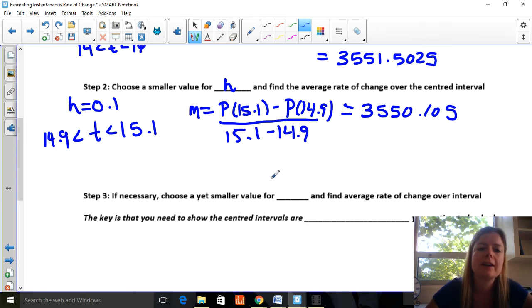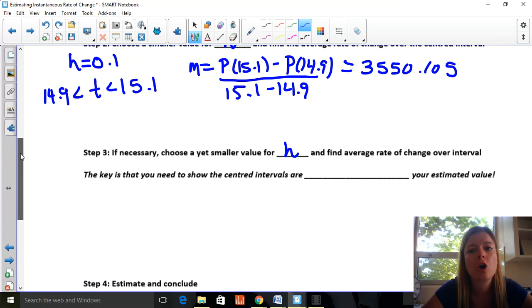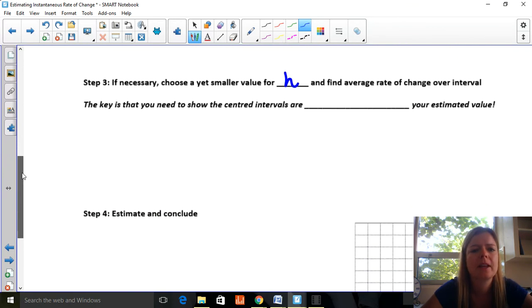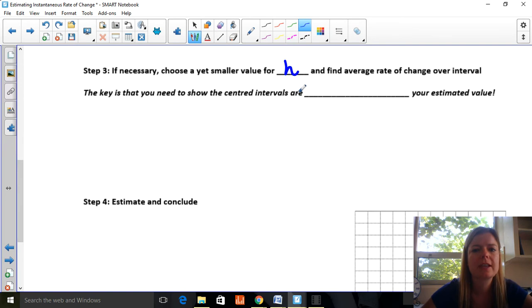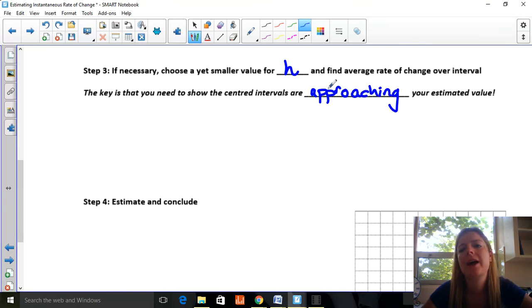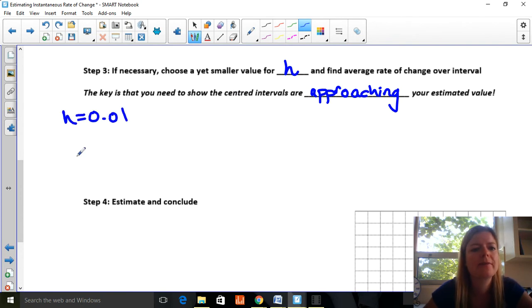It looks like it's approaching 3,550, but what if it's actually approaching 3,549? So we need to go to yet one smaller value for h to make sure we know what a proper estimate is. The key is that you need to show that the centered intervals are approaching your estimated value. It's not enough to just make one guess. You have to show that as the centered intervals are getting closer, they're approaching a certain number. So now we're going to let h be 0.01. So our interval will be between 15.01 and 14.99.